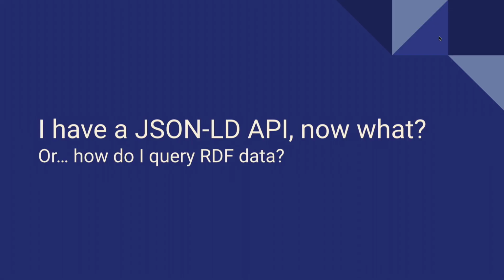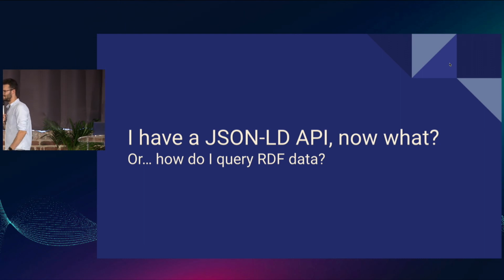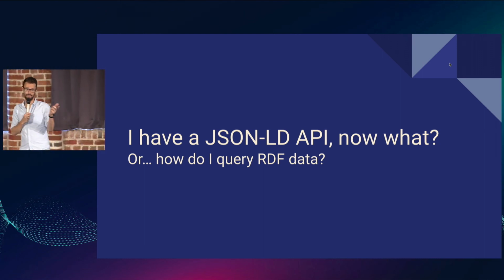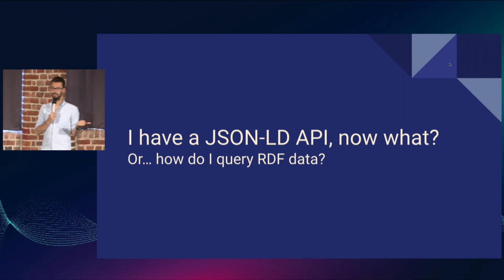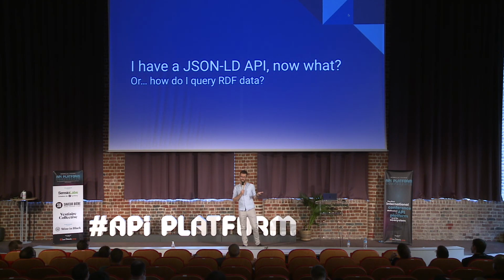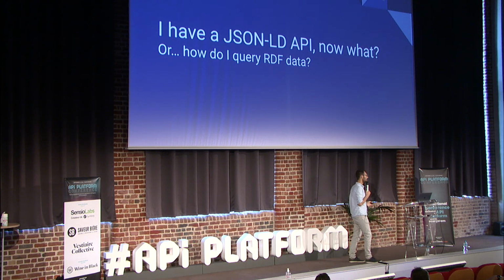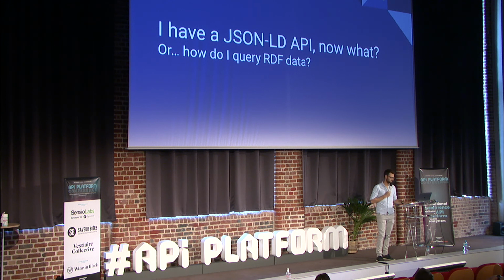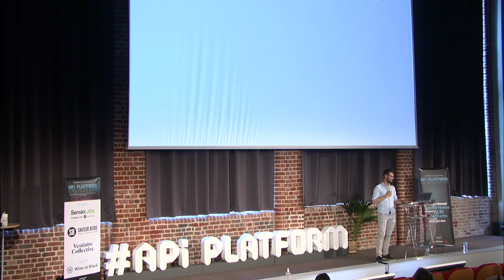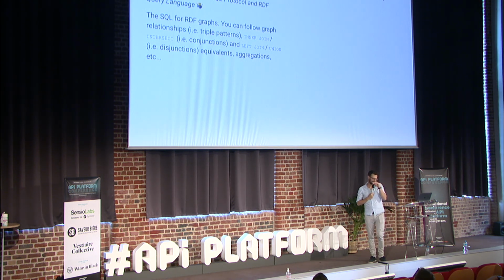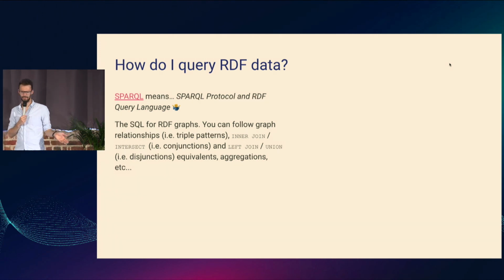Now, cool. I have a JSON-LD API, now what? Well, first of all, you can use it as a normal API. There is no need to do anything else, which is convenient. But then I just want to touch upon one thing, which is how do we usually query RDF data, and where is the power of this data structure? There is one thing called SPARQL, which again is another W3C standard that I've mentioned in the past. It actually means SPARQL Protocol and RDF Query Language.